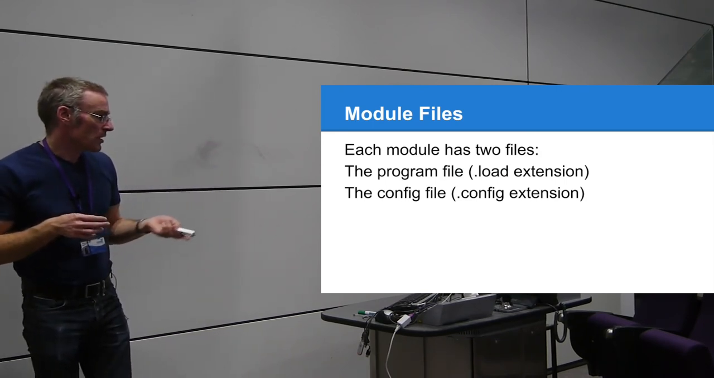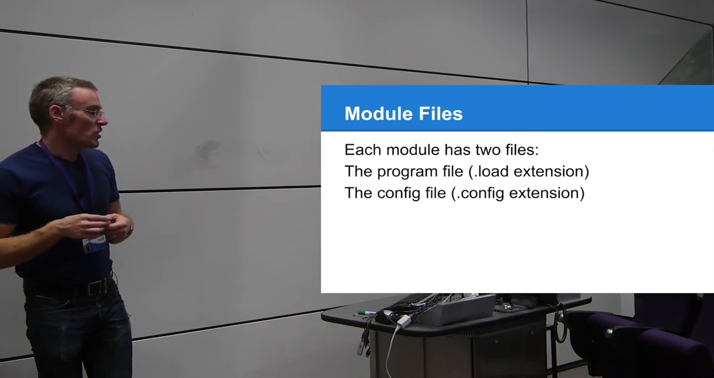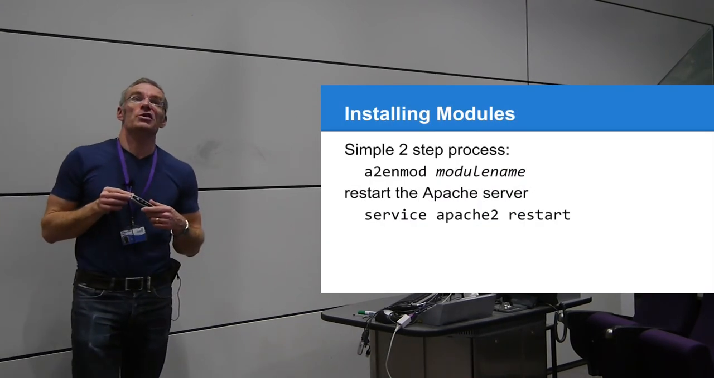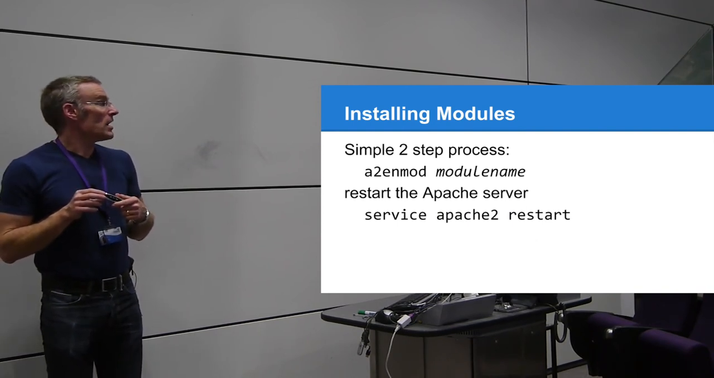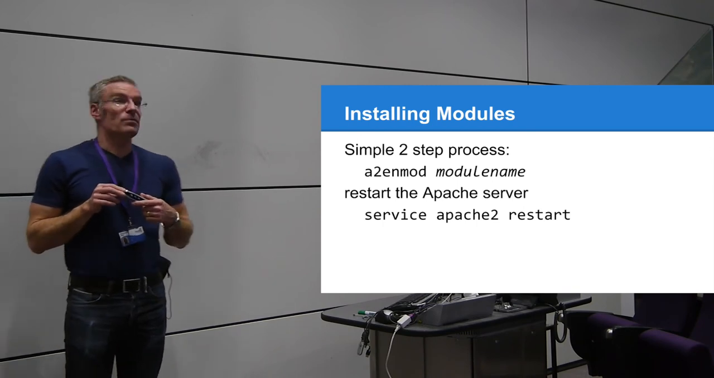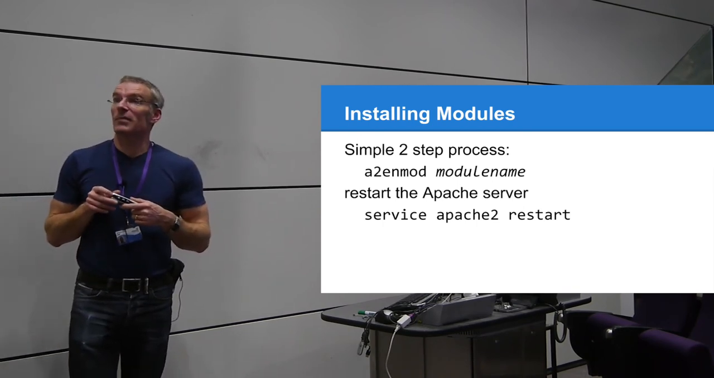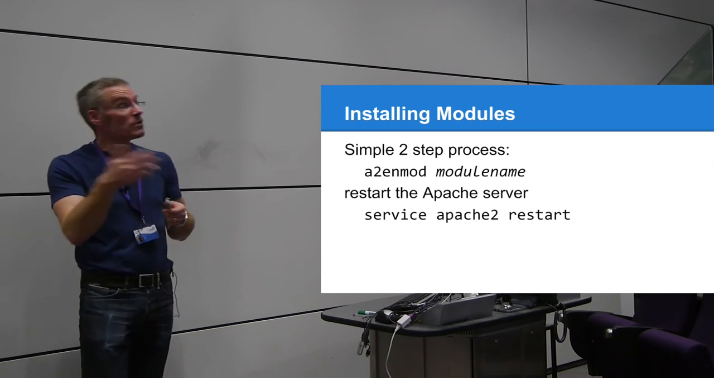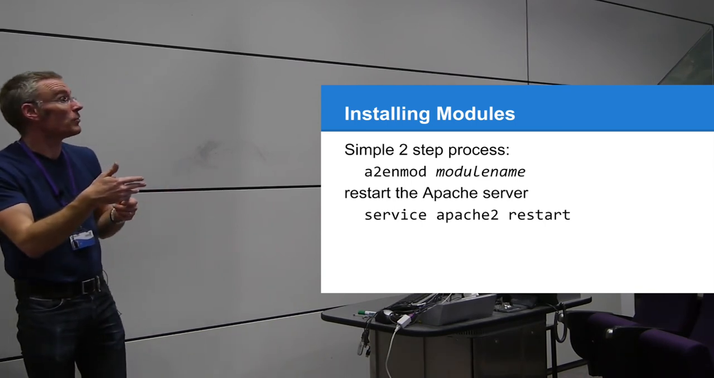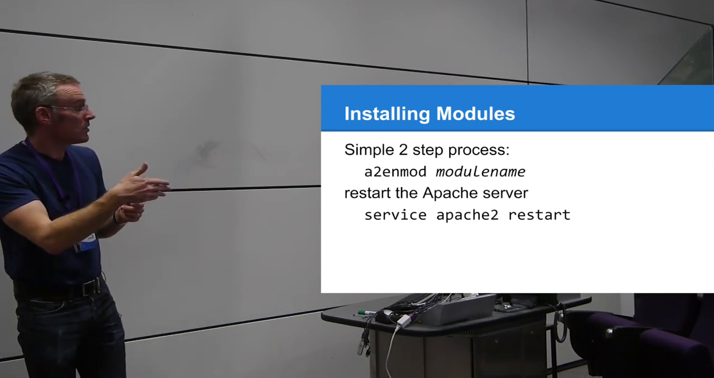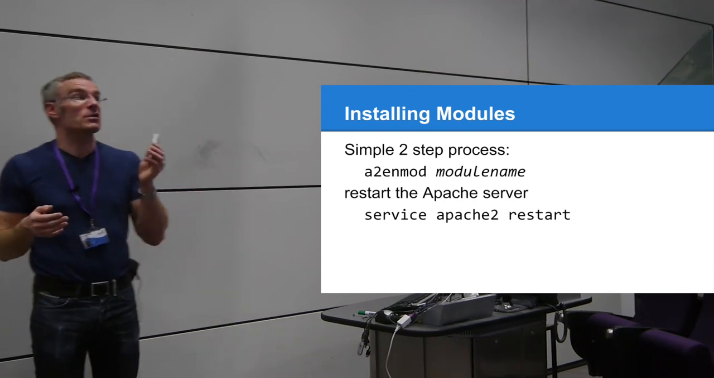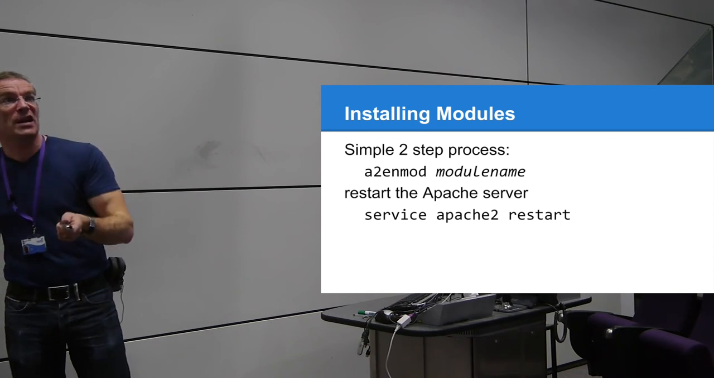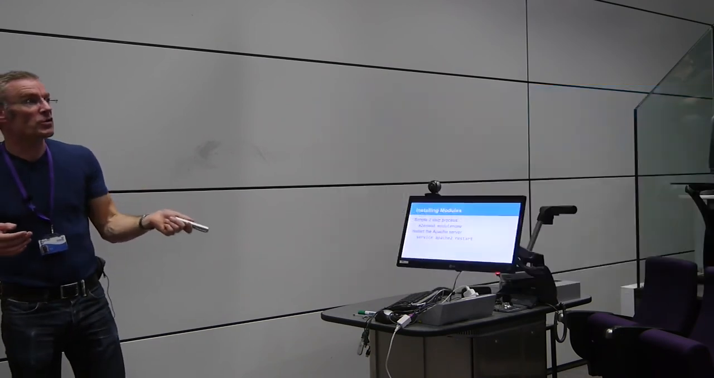Right, loading config. To install a module, you haven't got to create the shortcuts. You use a2enmod, Apache 2 enable module. I just put the module name in there, and it will automatically create the symbolic links to those two files for me in the mods-enabled folder. Restart Apache, and I've got things working. You need to know this because you can't do the fourth task without this information.